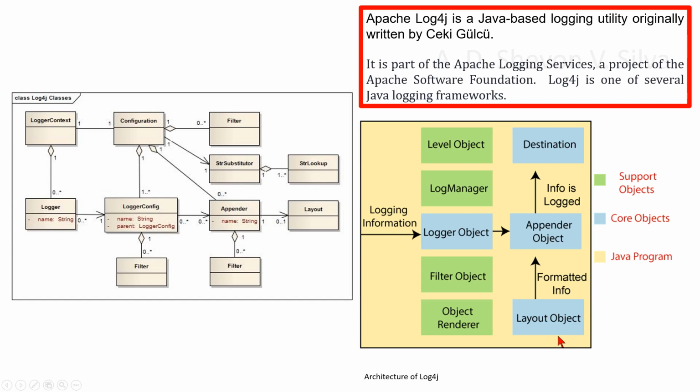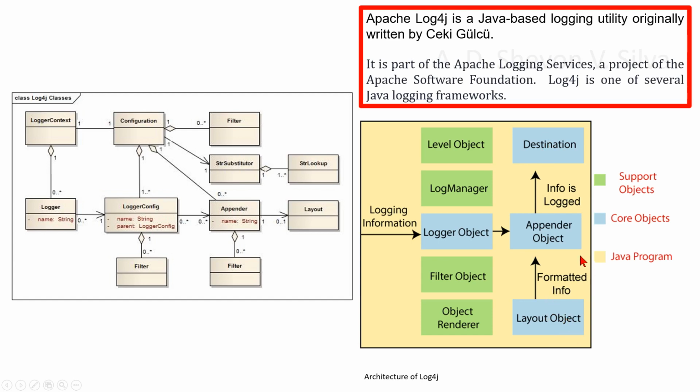Layout object. The layout layer provides objects which are used to format logging information in various styles. It provides support to the appender object before publishing logging information. Layout objects play an important role in publishing logging information in a way that is human readable and reusable.